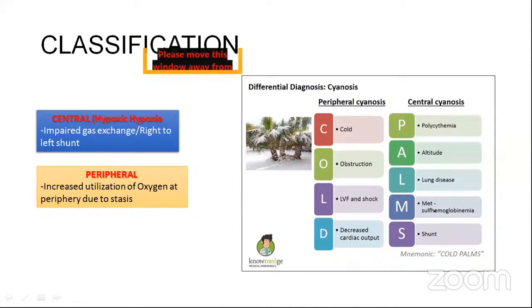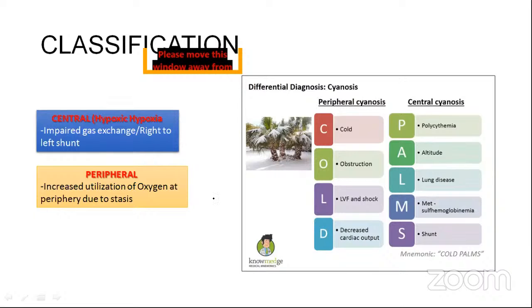In peripheral cyanosis, the most common cause is cold, which means peripherally the patient is cold, so you can have a vasoconstriction. That can cause a peripheral cyanosis. Or there can be a vascular obstruction, let's say a thromboembolism somewhere, or Raynaud's phenomenon or frostbite, etc. Or there is a reduced cardiac output, or LV failure and shock. So these are the common causes for a peripheral cyanosis as well.